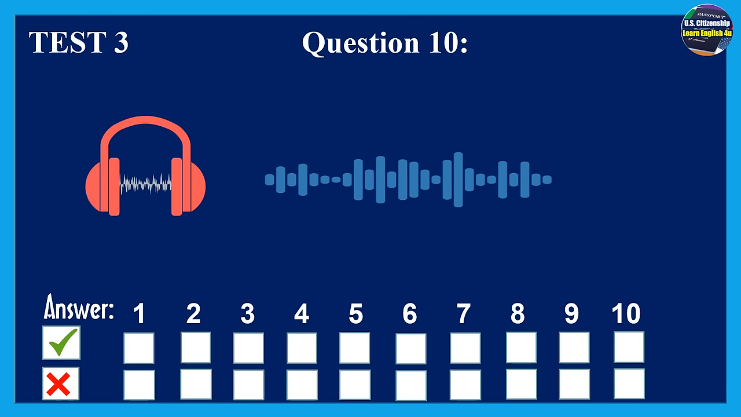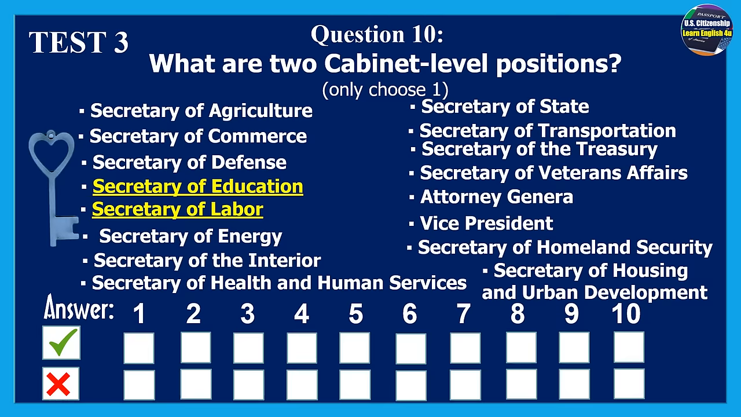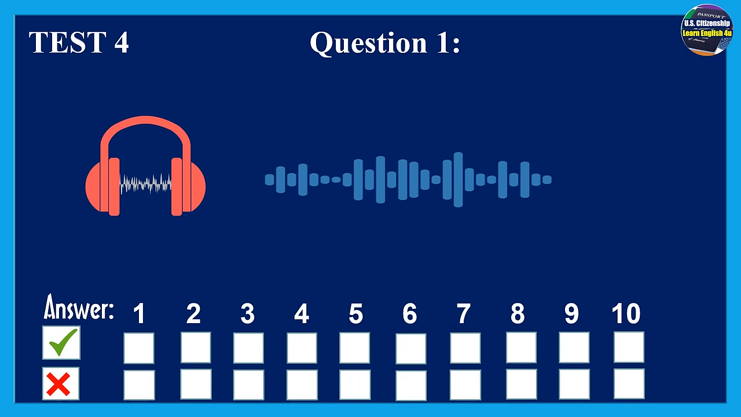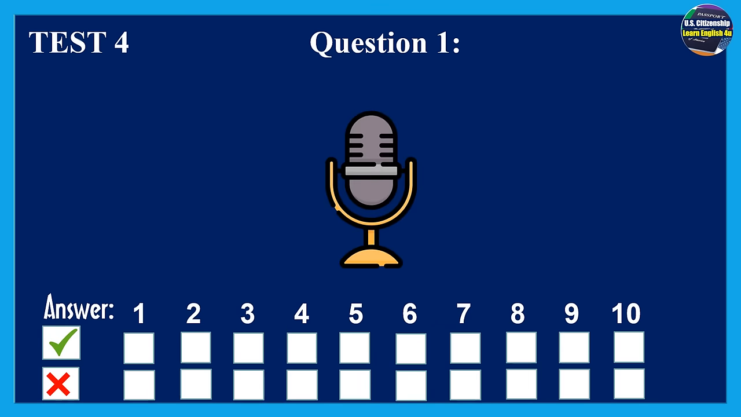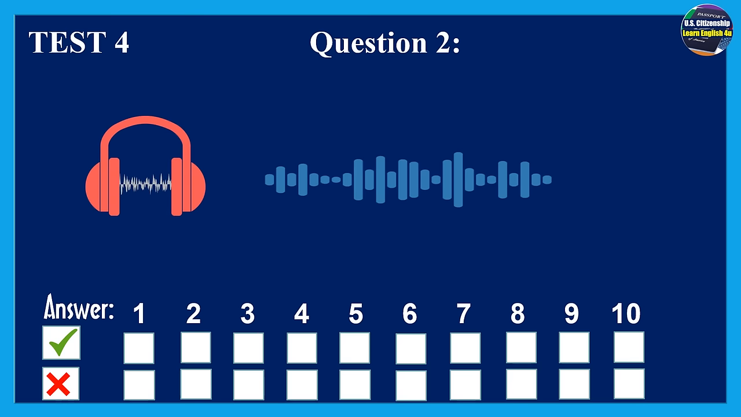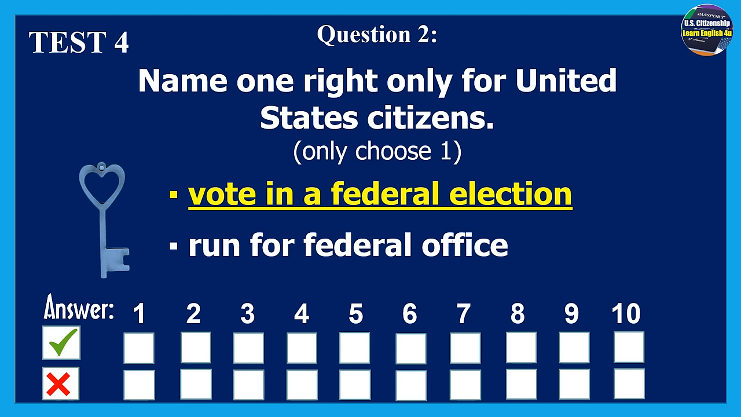What are two cabinet-level positions? Secretary of Education, Secretary of Labor. Who is the father of our country? George Washington. Name one right only for U.S. citizens. Vote in a federal election.